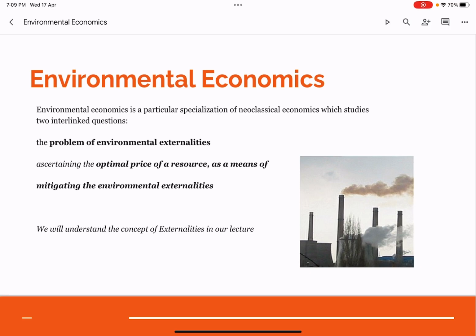When we are costing water, then we need to factor in the treatment cost, for example, right? If we are taking care of the cost of electricity, then we need to factor in the climate change impact or the local pollution impact of, let us say, a coal-based power plant. So all the problems of environmental externalities are dealt with by environmental economists, and it is ultimately about pricing the resources so that the environmental externalities are mitigated, right?